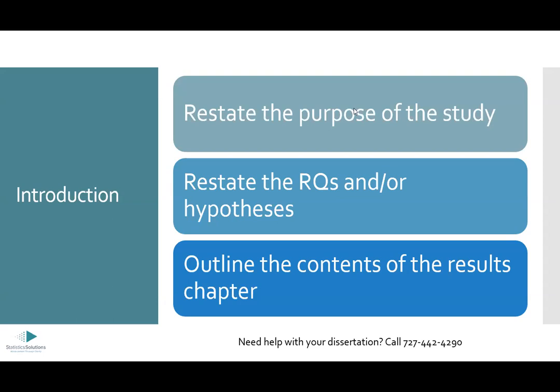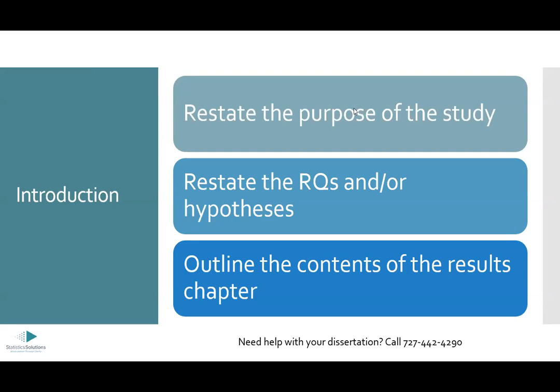So, by the time they get here, they're on chapter 4. So at this point, they would have seen the research purpose, research questions, and hypotheses a few times. And you just want to make sure that you are restating them verbatim so that there's no confusion as to the direction of your study.